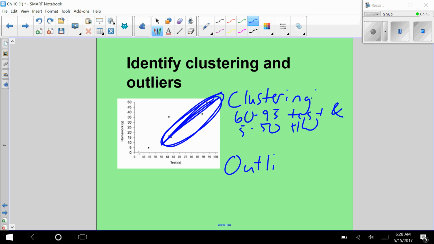Our outliers are these two pieces that I didn't get. Those are (44, 5) and (60, 37). Those just don't seem to fit with the rest of them.